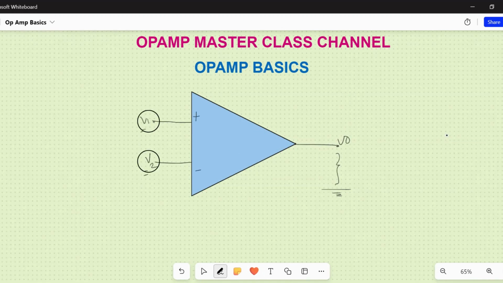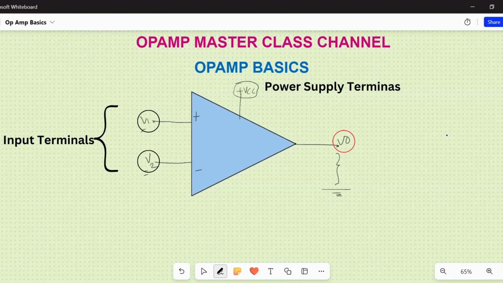Let us understand an op-amp with two input signals, V1 and V2, one at the positive terminal and one at the negative terminal, and this is the output of the op-amp. It is also connected to plus VCC. Don't get confused between the power supply pins and the input terminals. These are the input terminals, and these are the power supply terminals, plus VCC and minus VEE.